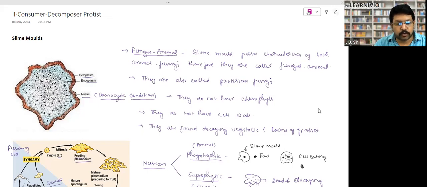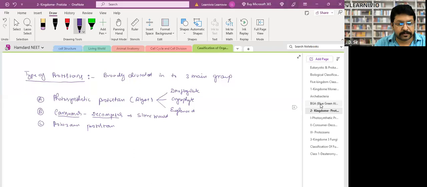So look, what I told you, the types of protists: there are three kinds of photosynthetic protists. I told you dinoflagellates, chrysophytes, and euglenoids. Then it comes to the consumer-decomposer. There is only one type, that is the slime mold. Now when we are talking about the protists, they are basically like animal cells.